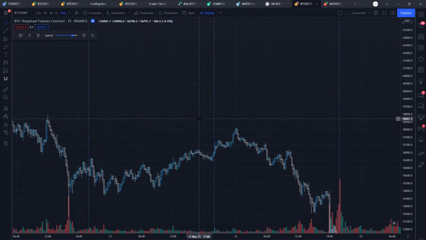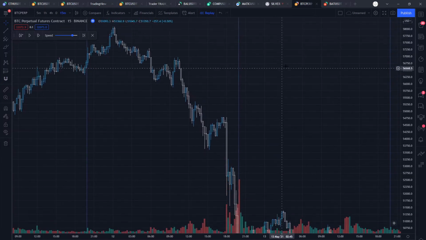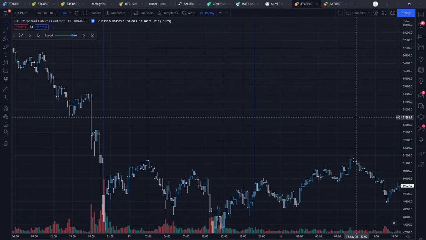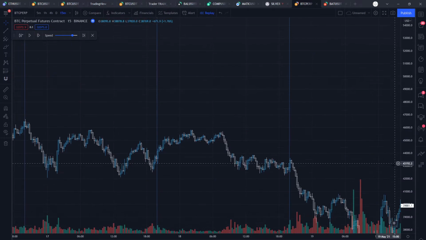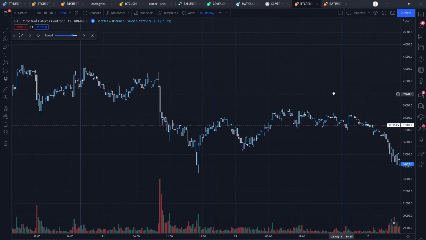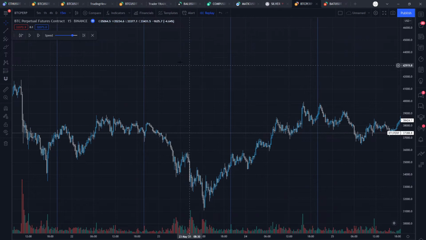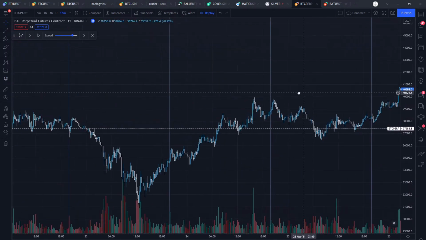Now let's talk about how you can apply this very important concept into your trading, right? Because all institutional trading is just figuring out what the institutions are doing, and they love targeting liquidity. So let's just look at some random things.